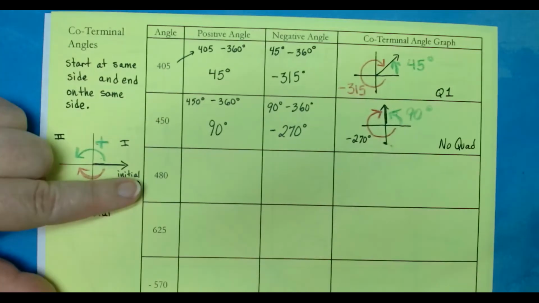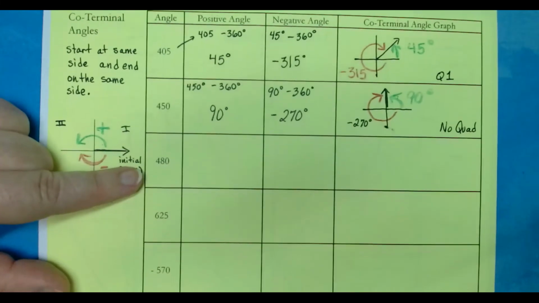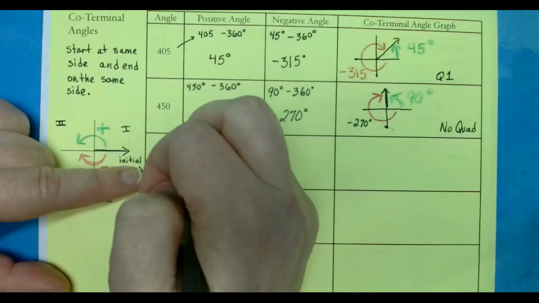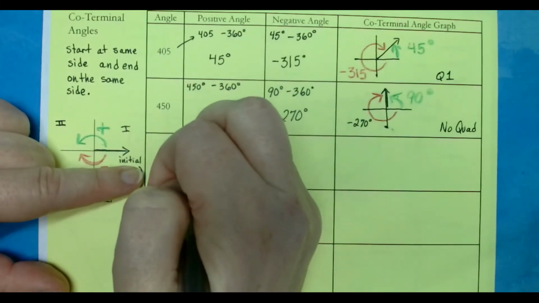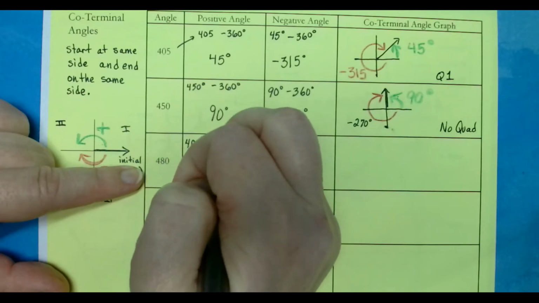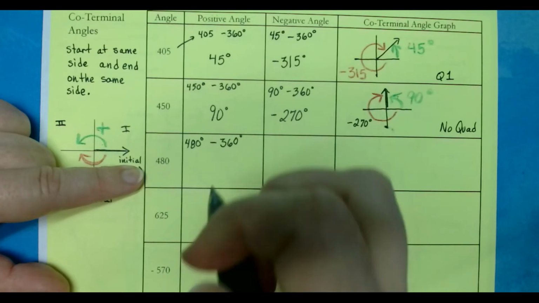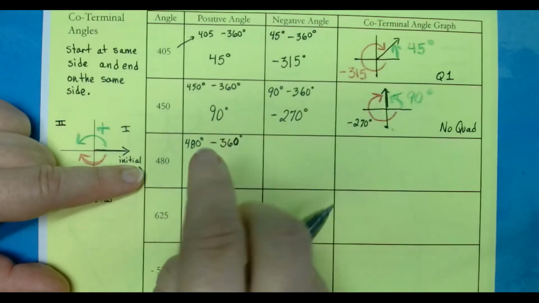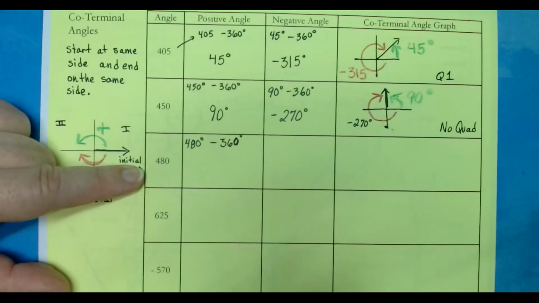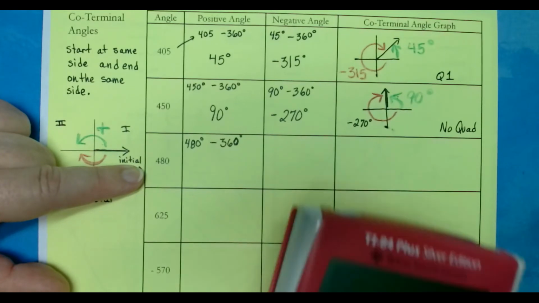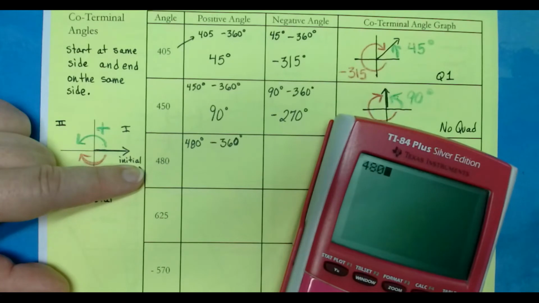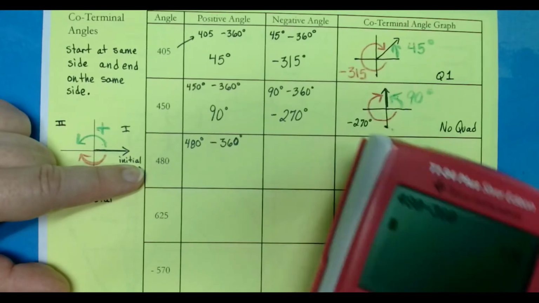Okay, so let's try our next angle. Our next angle is 480 degrees. 480 is bigger than 360, so I'm going to subtract 360 degrees. Now, what if it was way bigger, and I didn't get it within 360 the first time I subtract? That's okay. We just keep subtracting until we get it under 360 degrees so we can figure it out. So this is positive 120.